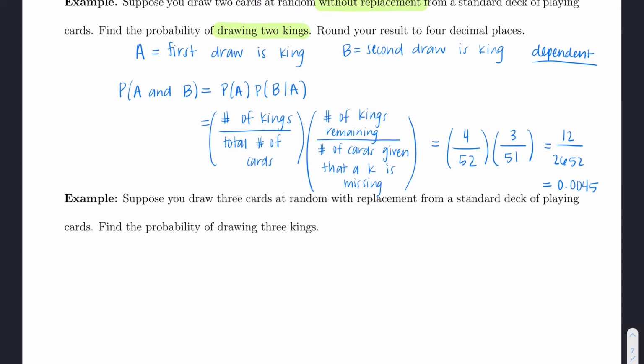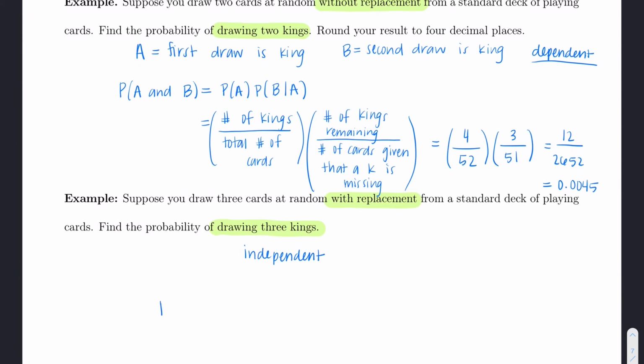For the second example, we are now replacing the cards after we draw them, and we're asked to find the probability of drawing 3 kings. Since I'm putting the cards back, it doesn't matter which card I got the first time when I move on to the second card, because I've put it back. So I still have 52 total cards, I still have 4 kings, and the probability has not been affected. And so these 3 events are independent.